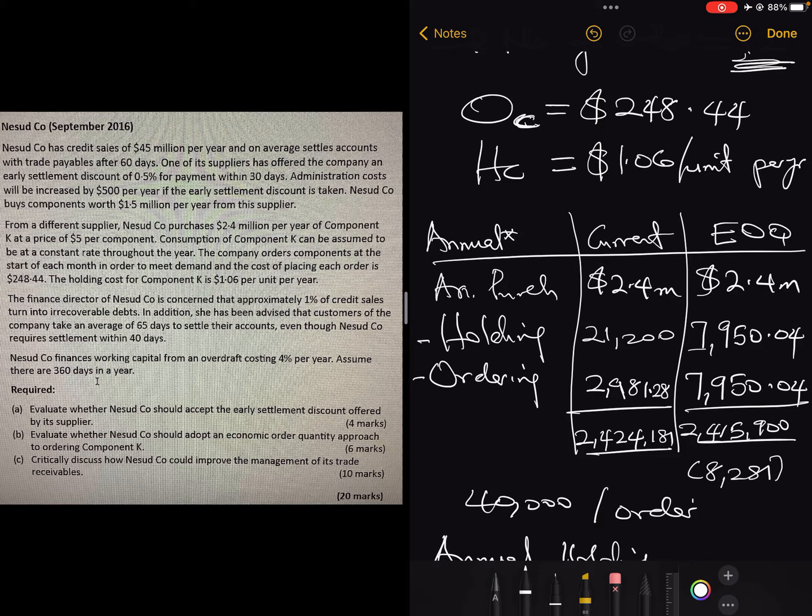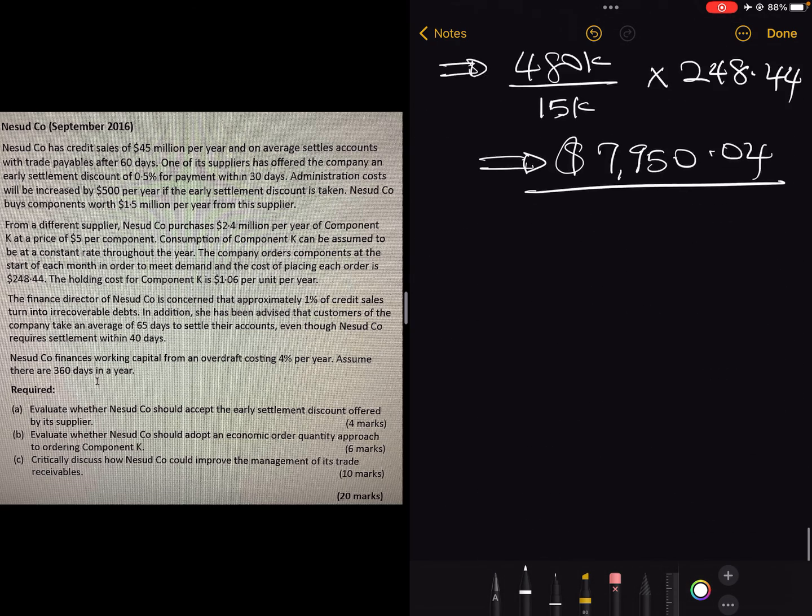So the question says, evaluate whether Nesud should adopt EOQ. So the response will be, considering the total cost of managing inventory under the current scenario and EOQ as proposed, Nesud Co. should adopt EOQ because the company will be saving about $8,281 on the cost of managing its inventory. And that will earn you your full marks.